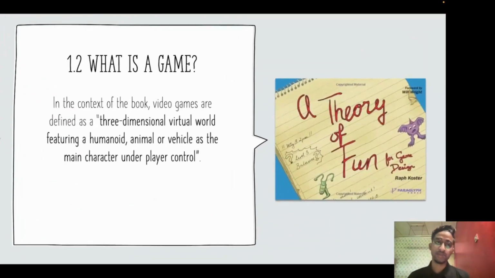1.2. In chapter 1.2, the author basically defines a game. The author references a book called A Theory of Fun. In that book, a game is defined as a three-dimensional virtual world featuring a humanoid, animal, or vehicle as the main character under player control.